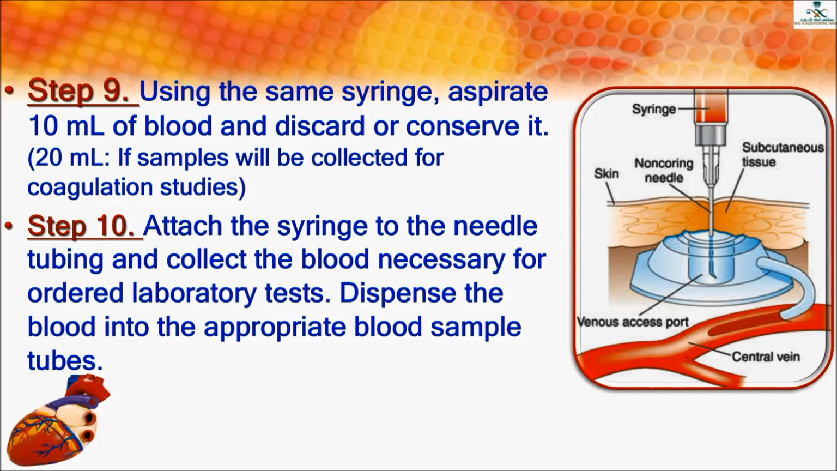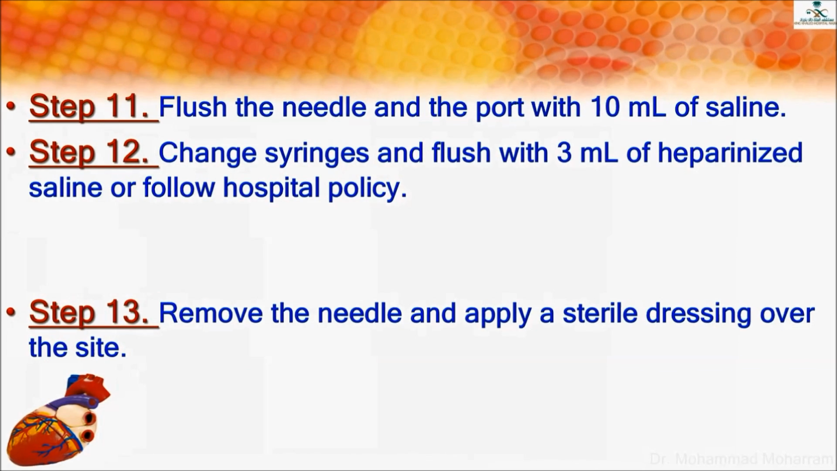Attach the syringe to the needle tubing and collect the blood necessary for ordering laboratory tests. Dispense the blood into the appropriate blood sample tubes. Flush the needle and the port with 10 ml of saline. Change syringes and flush with 3 ml of heparinized saline or follow hospital policy. Remove the needle and apply a sterile dressing over the site.